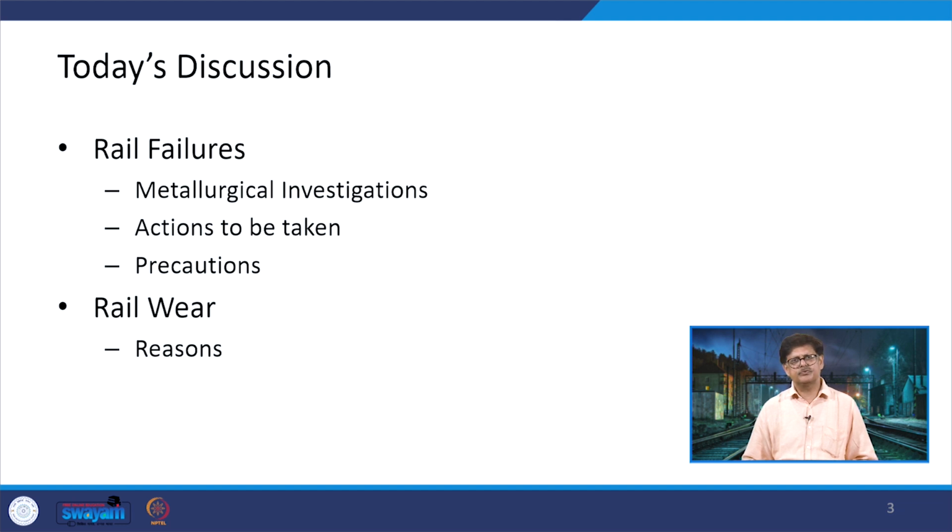What are the cases where these type of things needs to be done, what actions can be taken in the case of rail failures, and what are the precautions which should be taken when any of the rail failure occurs. Based on the time, we will move into the rail wear, and then we will first of all talk about the reasons due to which the wear in the rail may occur.